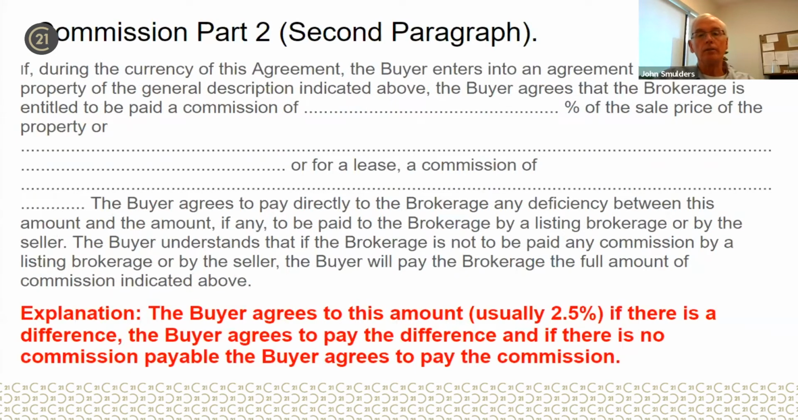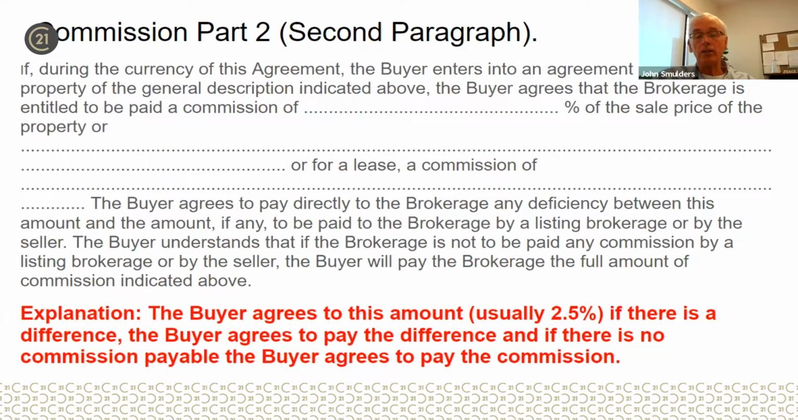The second paragraph. Commission, you've all seen this part where you put in 2.5%. The buyer agrees to pay this amount, usually 2.5%. If there is a difference, the buyer agrees to pay the difference. And if there is no commission payable, David, I think it was your question, if there's no commission payable, the buyer agrees to pay the commission. That's what this says. So if you have them under a buyer representation agreement and they go direct to a builder, and the builder says we don't pay commission, the buyer is responsible to pay the commission, okay?